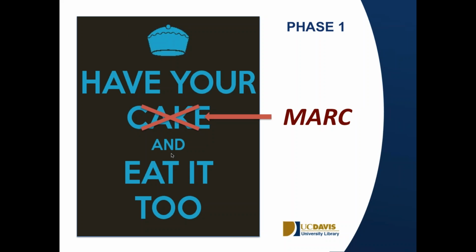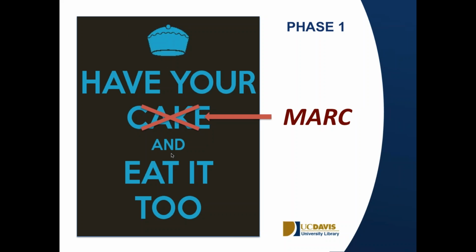So again, the main feature of phase 1 is what I call having our MARC and eating it too, which is that we want to be in a universe where we can start to prepare for that conversion over to linked data without having to disrupt our workflows entirely.